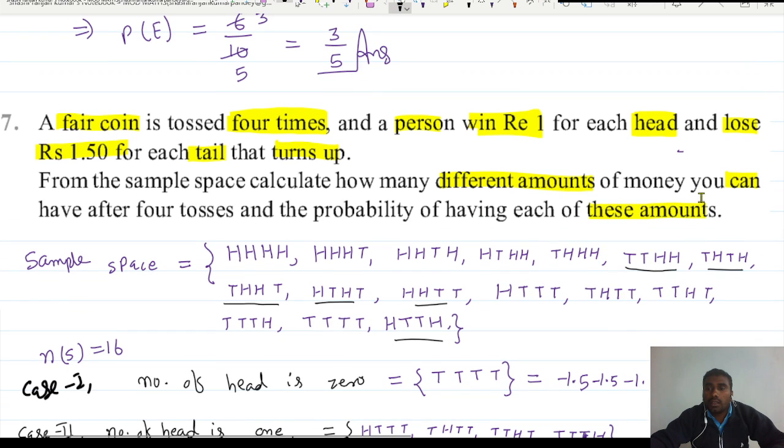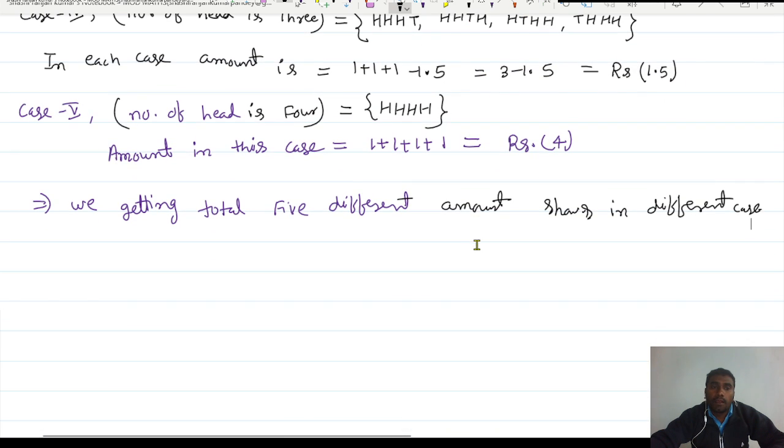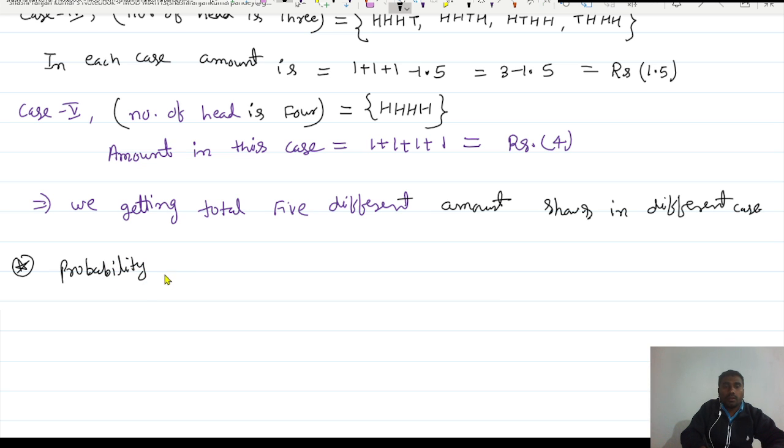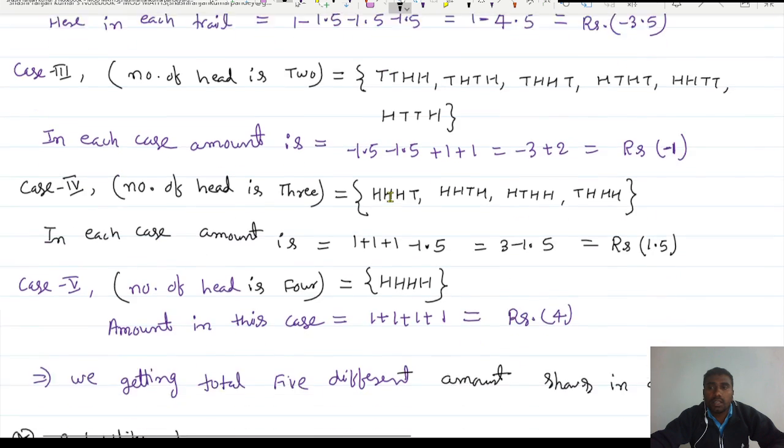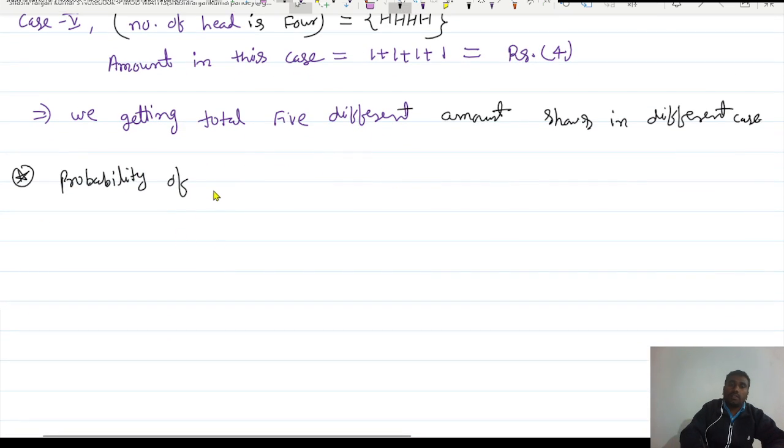Next we have to find out the probability of each amount. So first of all, the probability of the first amount, the first case, that is minus 6. Let us suppose we are finding the probability of getting minus 6 rupees. So we have to count the favorable outcomes divided by total possible outcomes.